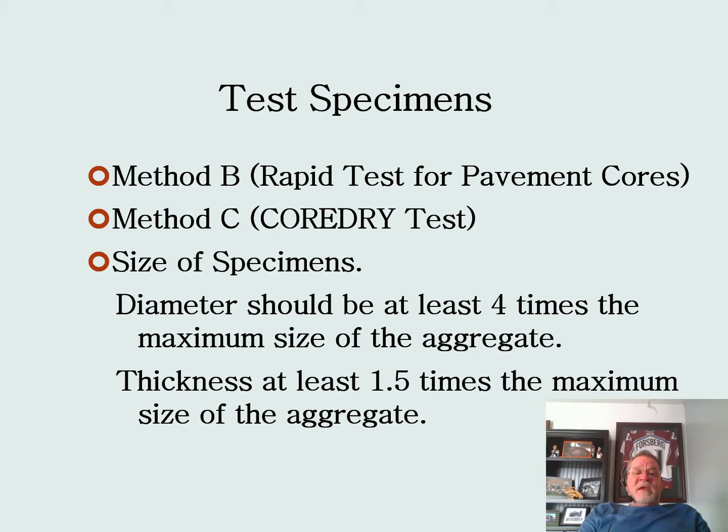We have method B, the rapid test method, and method C, the core dry method. The specimens need to be at least 4 times the size of the maximum aggregate, and the thickness has to be 1.5 times the maximum size of the aggregate, the nominal maximum particle size, the definition that we spoke of earlier.